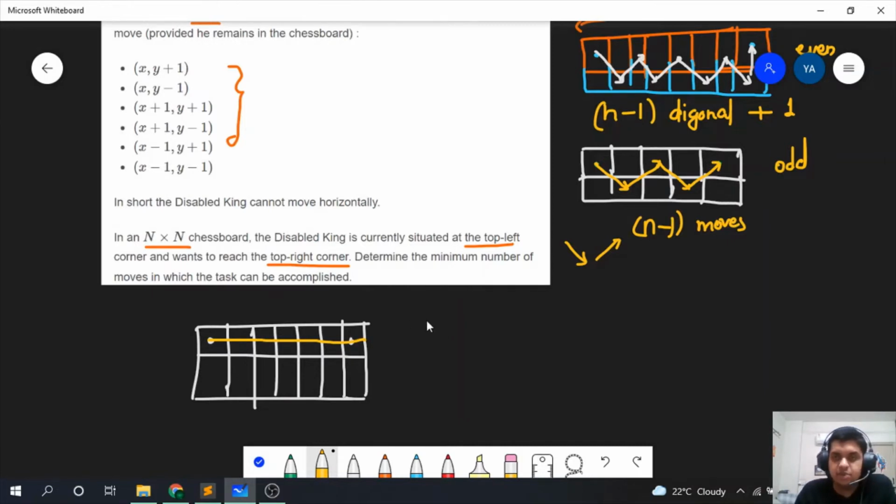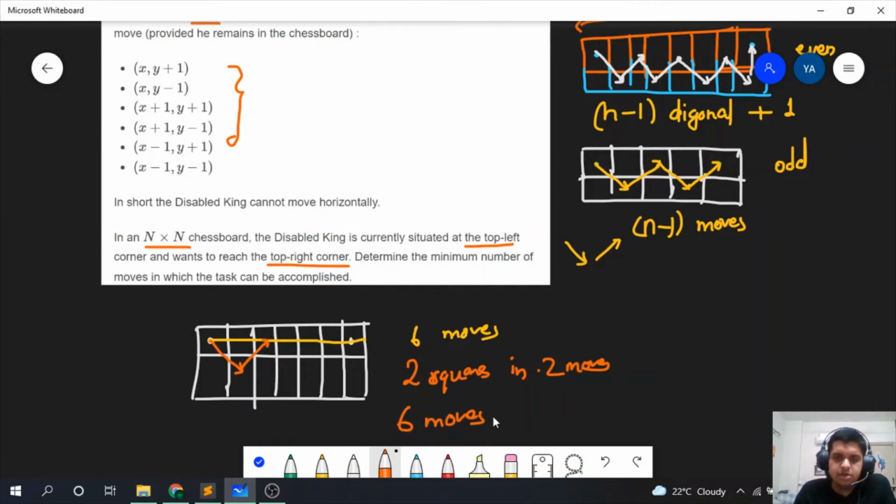So if the king was allowed horizontal moves, then in 6 moves he would have reached. But the king is not allowed horizontal moves, right? So in every 2 moves, he is able to cover 2 squares. So 1, 2. Every 2 squares in 2 moves. So how many moves for 6 squares? He has to cover 6 squares, right? So how many moves? It's easy, 6 moves.